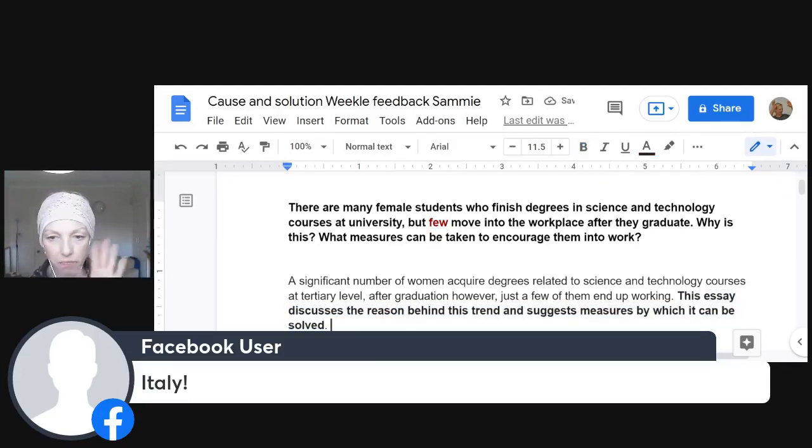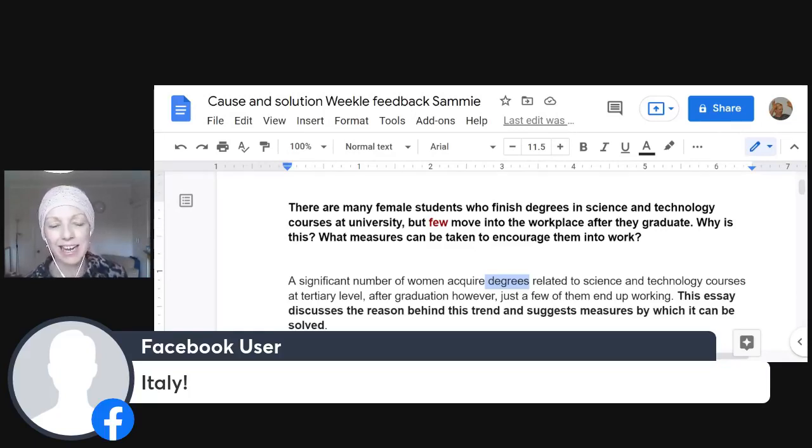All right, and this is in the essay structure PDF. That's brilliant. There's a little issue with this. Okay, there's a little bit of repetition of ideas. A significant number of women acquire degrees related to science and technology courses. Are the degrees related to courses, or are they just related to science and technology? So Sammy has said degrees and then courses, and then she says at tertiary level. But degrees always mean tertiary level.